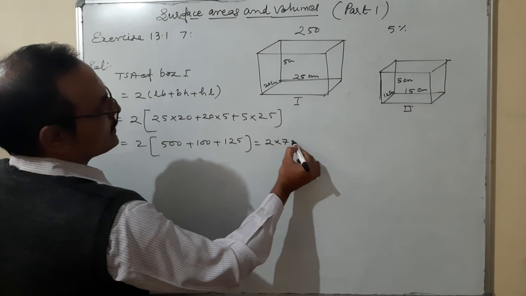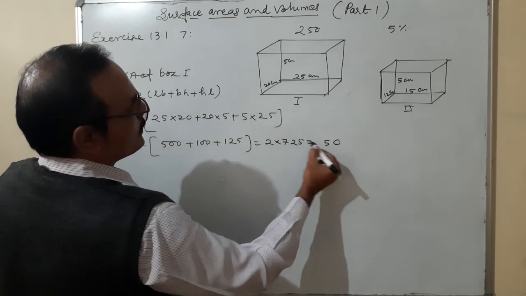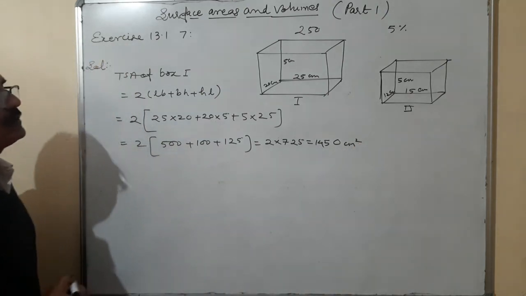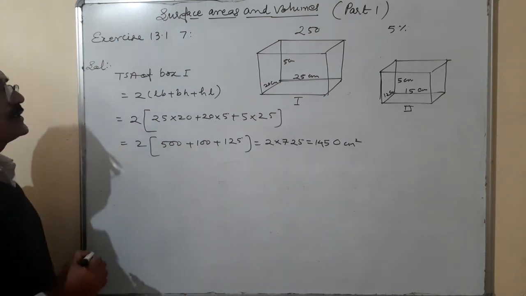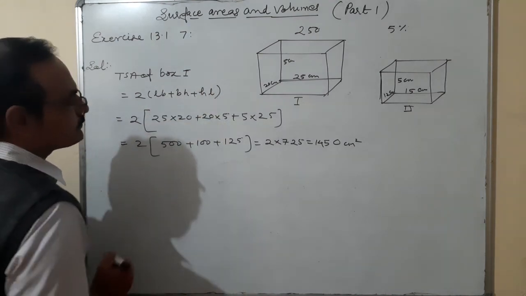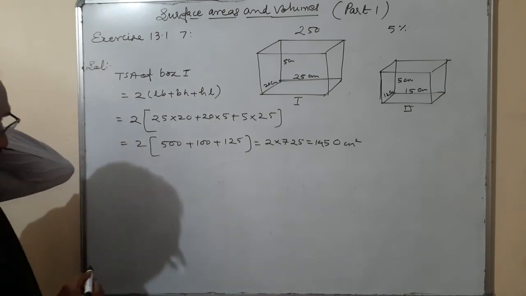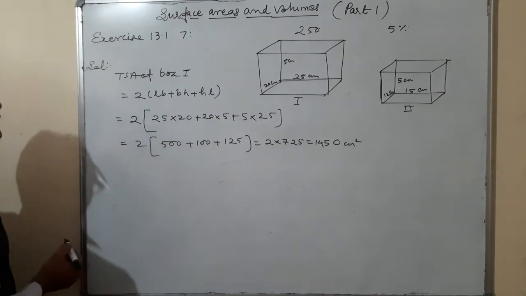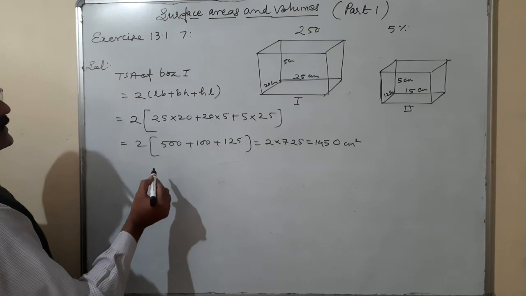2 multiplied by 725. 5 twos are 10, 2 fours are 4, 2 sevens are 14. 1450 centimeter square. Okay. This is the total surface area of box 1. Total surface area of box 1, 1450 centimeter square. Okay. Here you see that how many boxes are there?